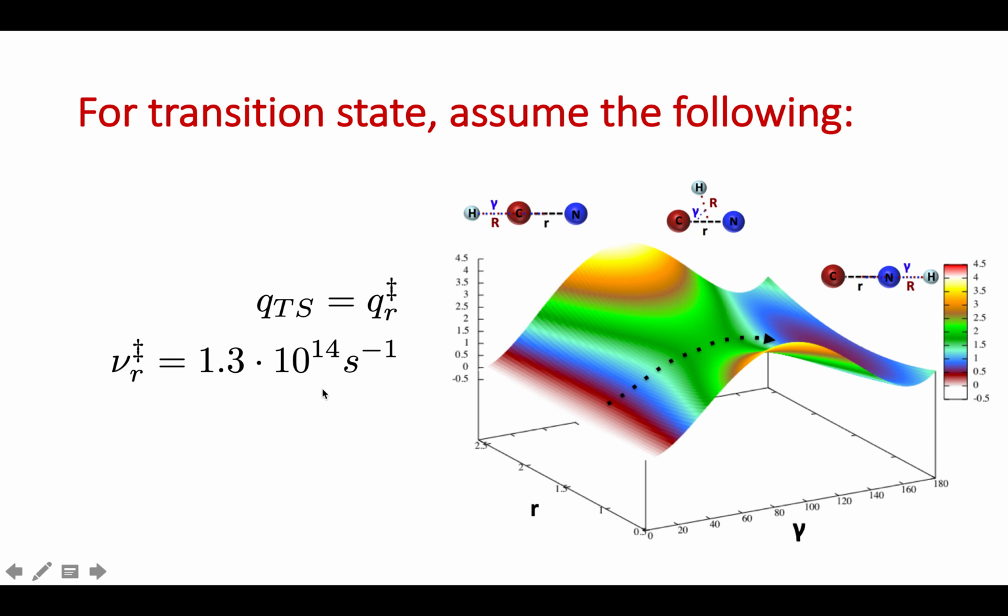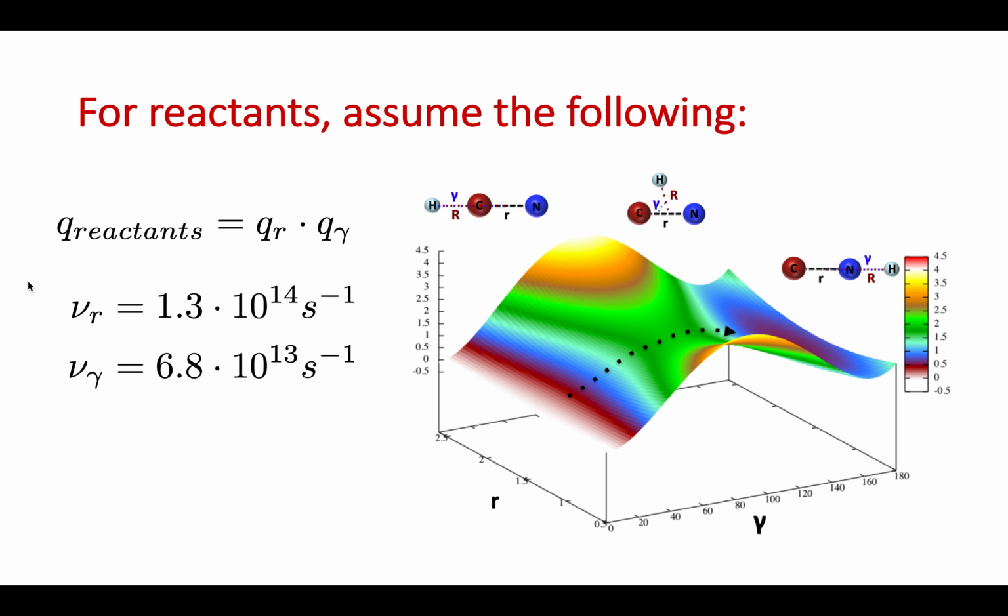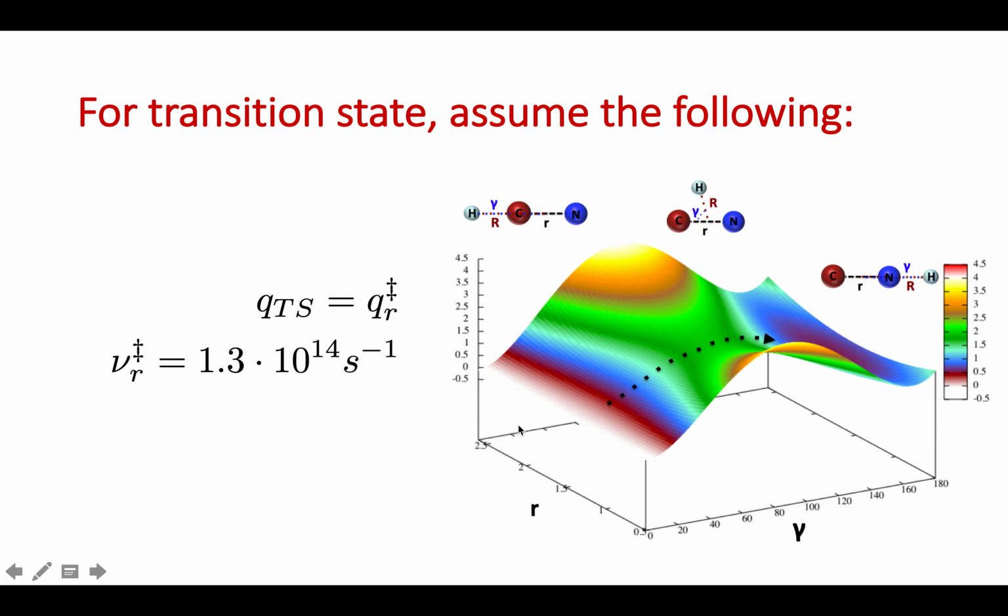And again, we're going to have a frequency for that CN stretch. It's 1.3 times 10 to the 14 hertz. So you can see that in essence, we're finding that the CN stretch frequency doesn't change when the molecule is in the transition state structure compared to what it is when it's in its reactant geometry. Now, will that always be the case? No, that will not always be the case. So your geometry is definitely different in the transition state.